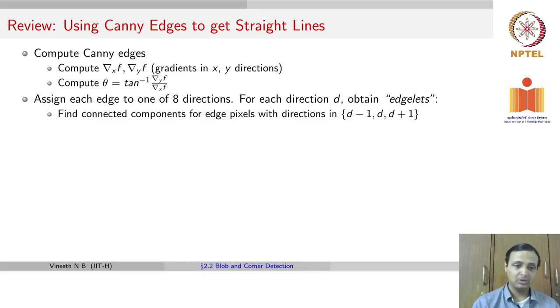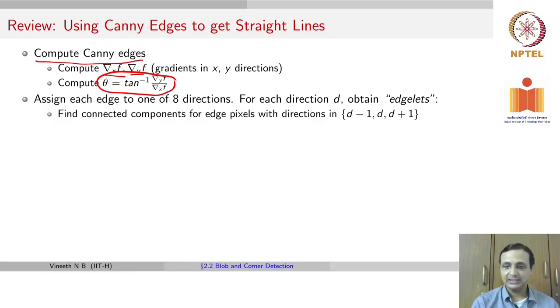You first compute Canny edges in your image, which means you would compute your gradients in the x direction and the y direction, and you could also compute your thetas, which are your angles of each of your edges, given by tan inverse of gradient with respect to y divided by gradient with respect to x. Now, as the next step, we assign each edge to one of 8 directions. 8 is just a number. You could choose anything else, but you assign each edge to one of 8 directions. So you probably combine several edges into a single bin.